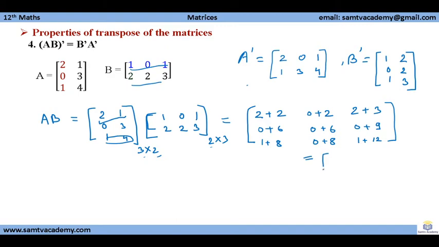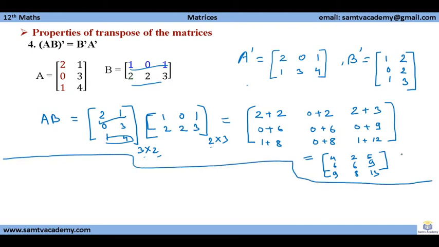Very little space here, so I will write it like this. This will become 4, 2, 5, 6, 6, 9, 9, 8, 13. And what is (AB) transpose? Where to do it? No space. So now we will find out (AB) transpose. Here I will write (AB) transpose will be equal to 4, 2, 5, 6, 6, 9, 9, 8, 13.